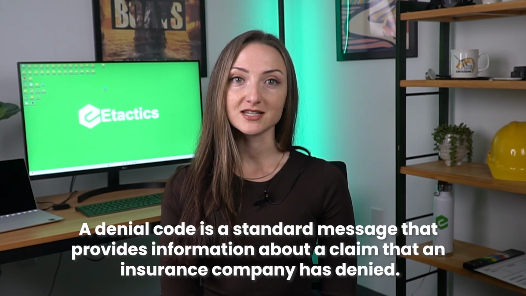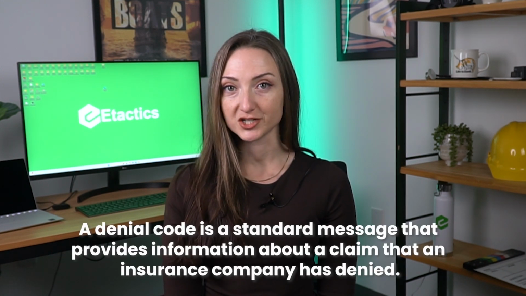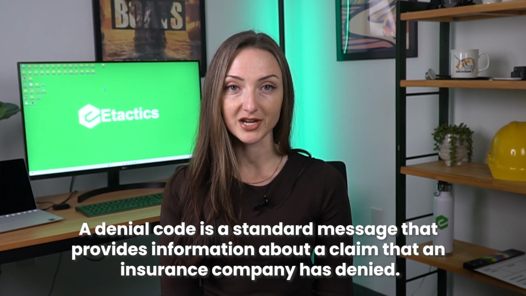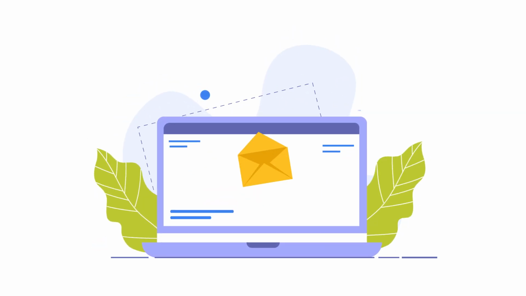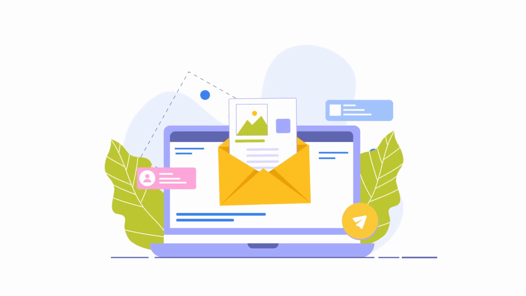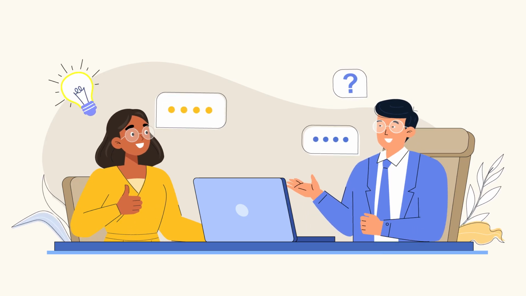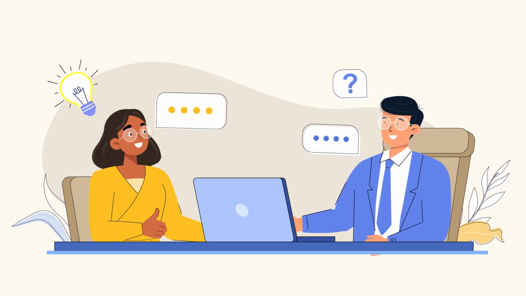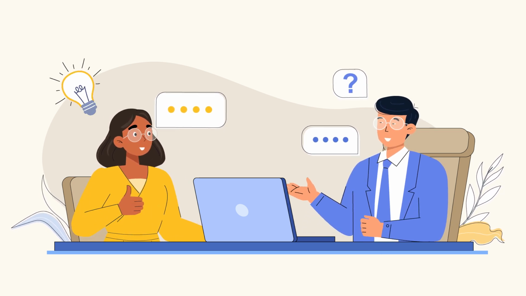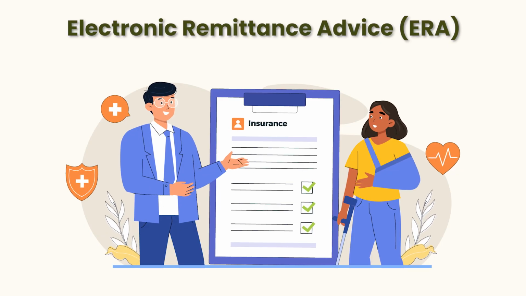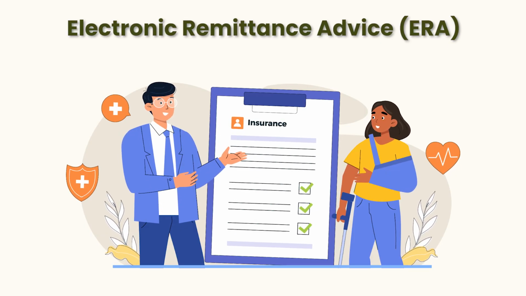A denial code is a standard message that provides information about a claim that an insurance company has denied. These codes are what health insurance companies assign to claims that they cannot process. Then they send the claim back to the provider for reassessment. It is then that the medical billing team must rework the claim based on the notes given to them by the payer and fix any errors made. Denial codes are usually found in a claim's electronic remittance advice, or ERA.